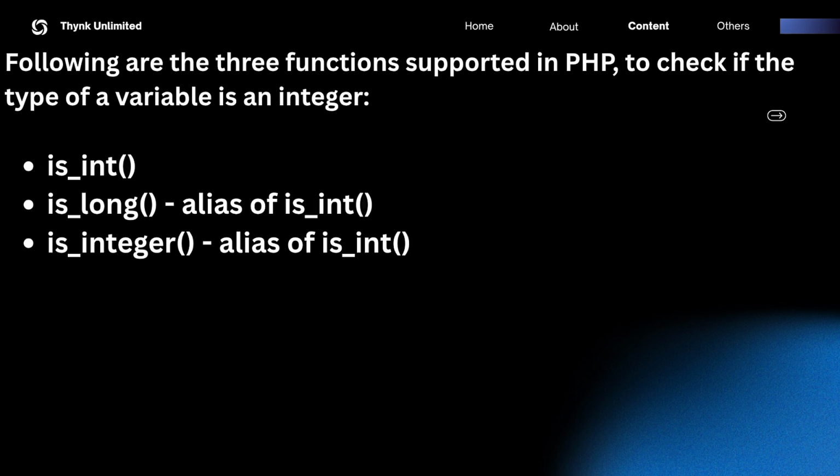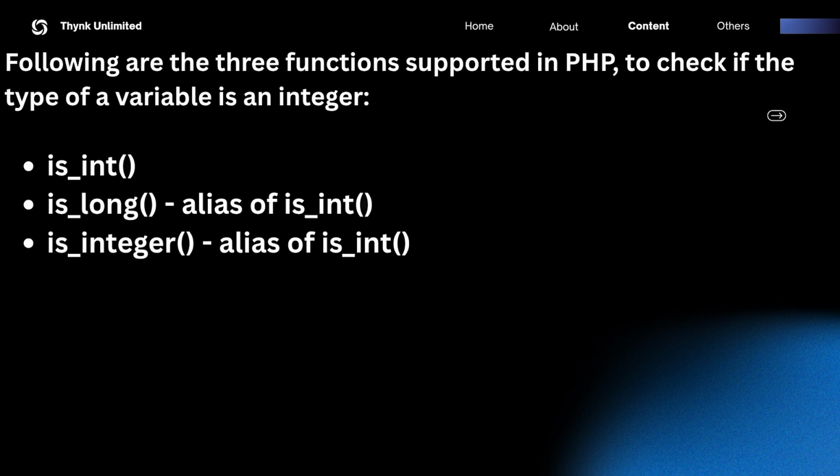There are three main functions in PHP that are used to check if a variable contains an integer value: is_int, is_long, an alias of is_int, and is_integer, an alias of is_int. Even though there are three different names, all of them perform the same function. They check whether the given variable is of the integer data type and return a Boolean value: true if the variable is an integer, false if it is not.